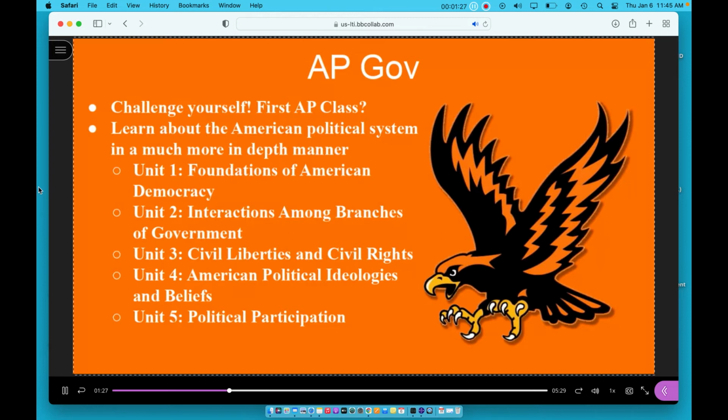Unit 2 is our big unit. We're talking about the 3 branches of government. We're also talking about the bureaucracy, so you'll learn about how a bill becomes a law, what things the president can do, how the courts work, and things like that in Unit 2.